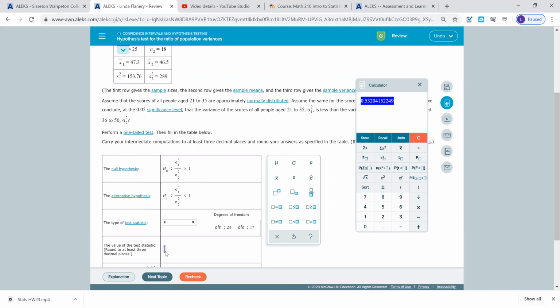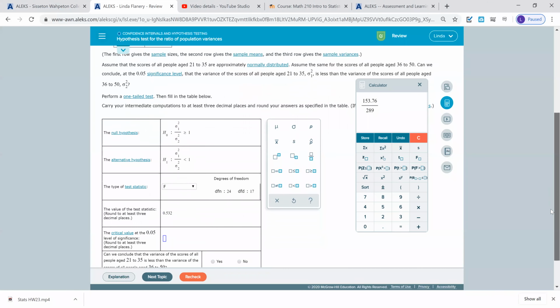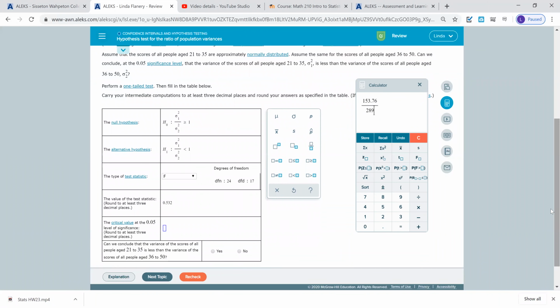Then I can put in my test statistic, which is 0.532. And again, if I hit undo, I got that by taking the variance of my first divided by the variance of my second. Most people have been doing okay there. It's this part here where you are finding the critical value at the 0.05 level of significance.